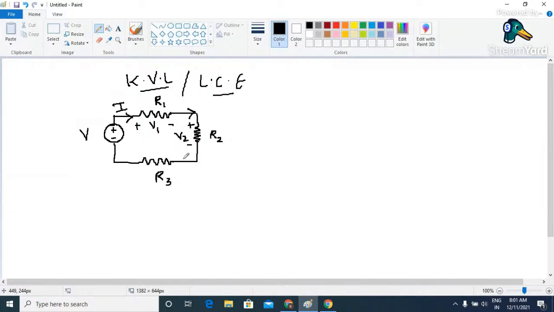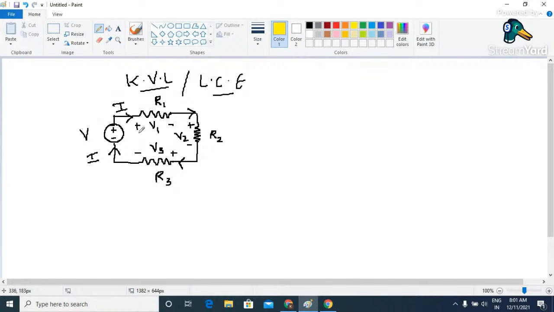In the same way, the same current is flowing through R3 from right to left, that's why this is going to be plus and this is going to be minus, and the voltage developed across this element is say V3, and then we have the same current coming back to the source, which is nothing but voltage. Now let us try to write a mathematical equation.